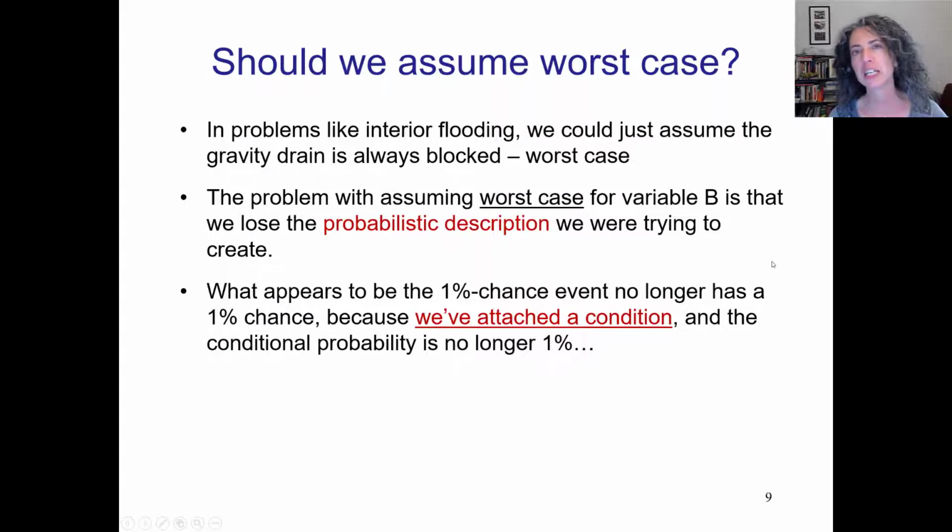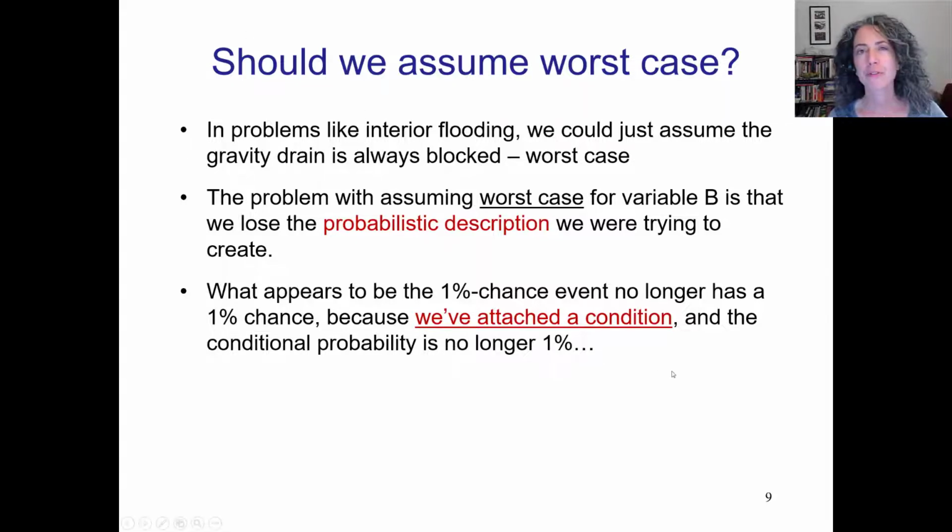Because we've attached a condition. Saying that the gravity drain is always blocked is a condition applied on variable B. And so if we were modeling the 100-year flow at A and expecting to get a 100-year stage at C, what we get is not actually a 100-year stage at C, because we've attached this condition, and this condition doesn't have a probability of 1. So the resulting probability at C is actually less.